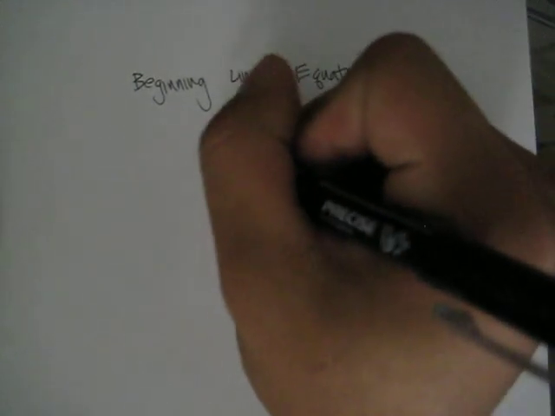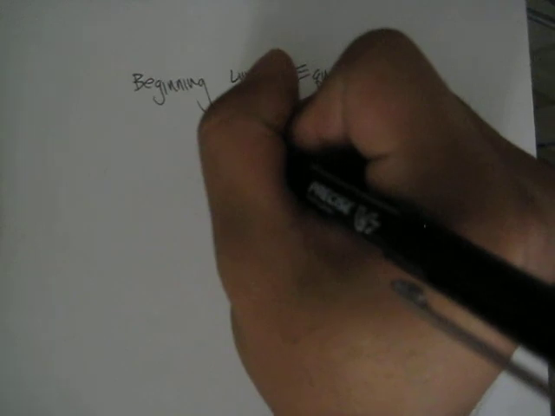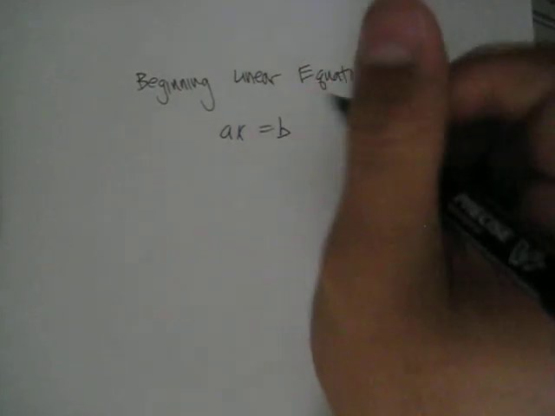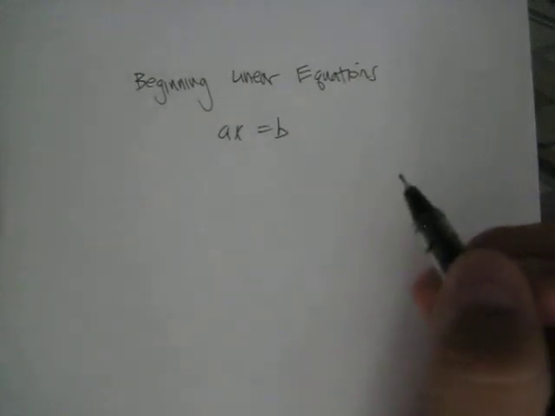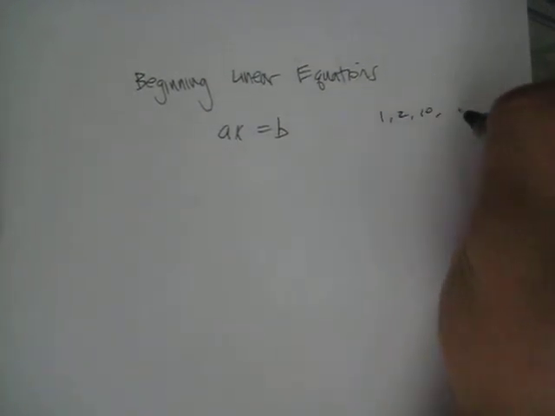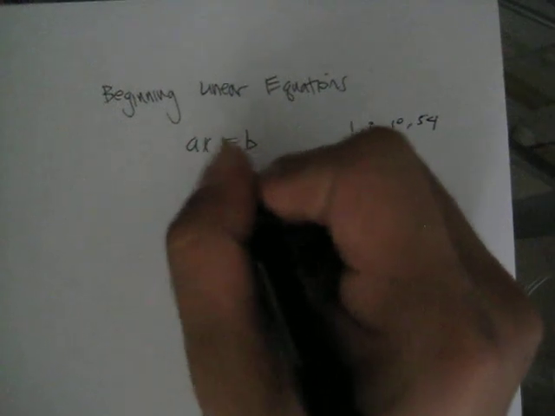Okay, so this video is basically about beginning linear equations. Right now we'll find x in equations in the form ax equals b, where a and b are the coefficients or regular numbers such as 1, 2, 10, 54, basically any number, and x is the variable we're looking for.